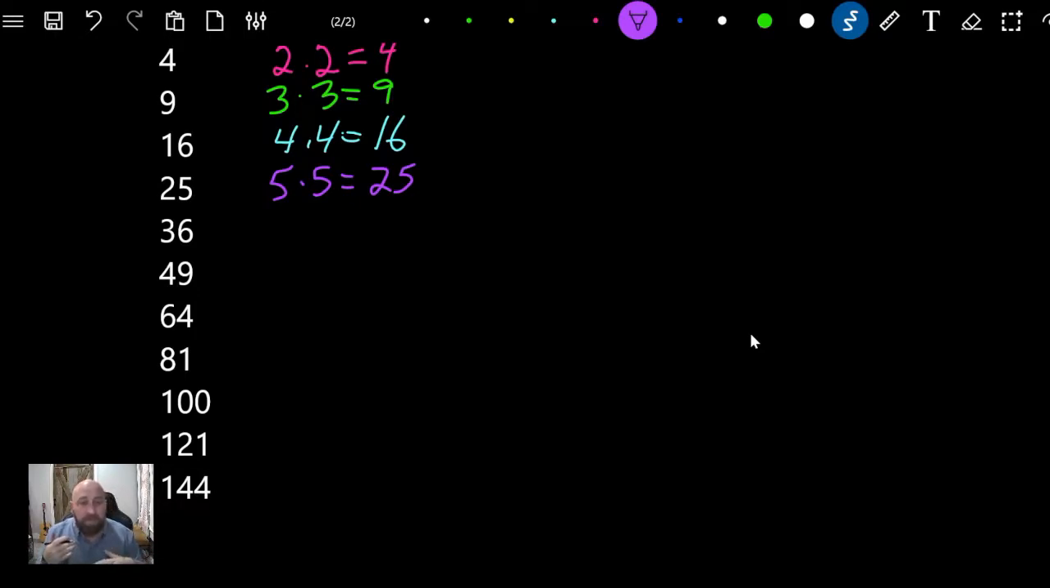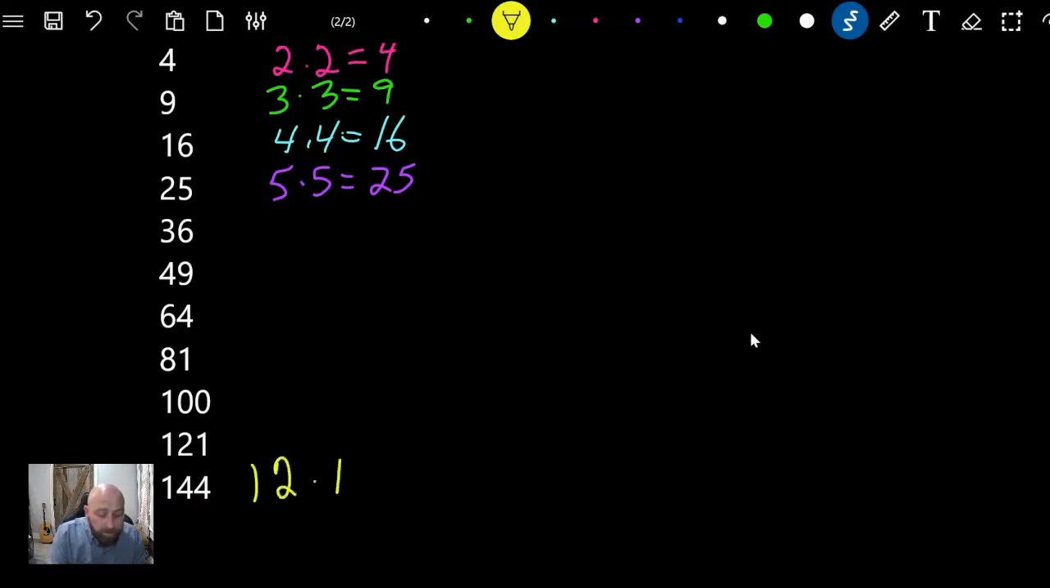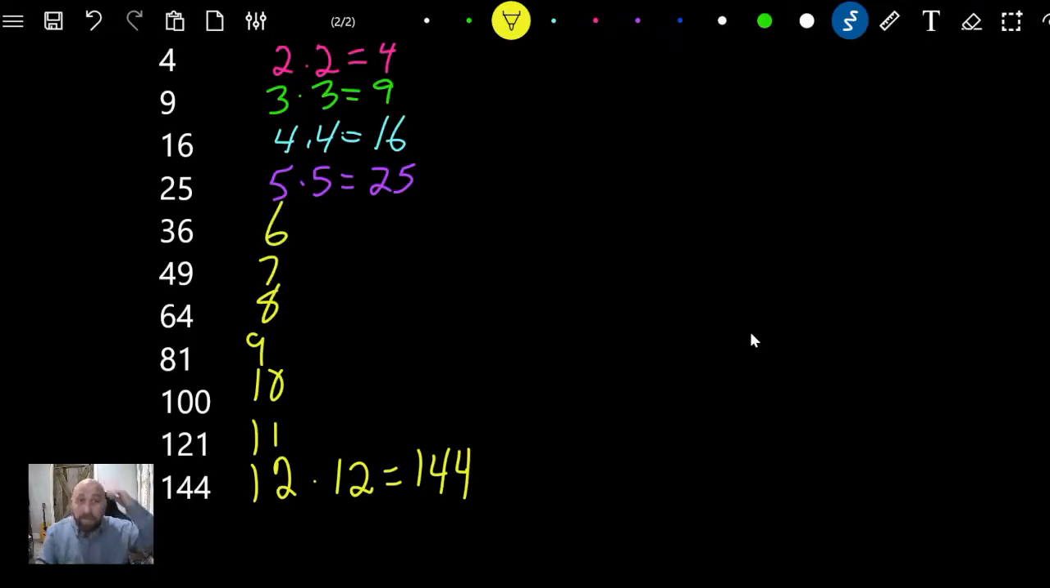So the only ones that I really am going to emphasize and kind of force you, if you will, to memorize are these guys right here, okay? 4 through 144, or in other words, 2 through, this one's 12 times 12 equals 144. So you need to know the 11, the 10, the 9, the 8, the 7, the 6, the 5, the 4, the 3, the 2.